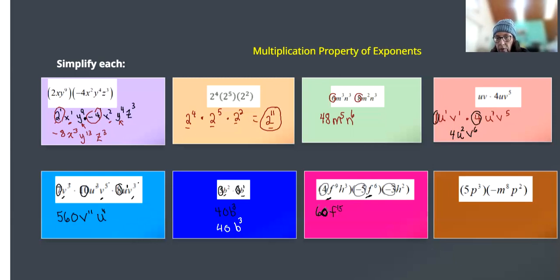I got an H to the third and an H to the second. I'm multiplying, so I'm going to bring down that H. 3 plus 2 is 5. And we're done. 60 F to the 15th, H to the 5.